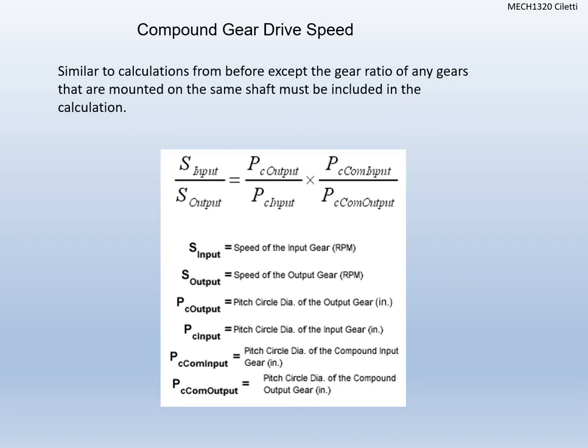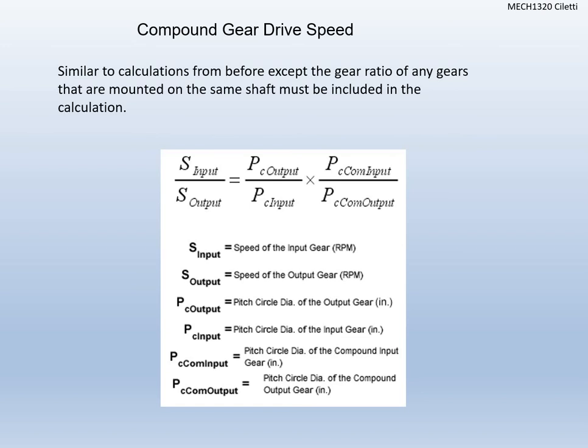Okay, remember that's our pitch circle diameter of the output divided by the pitch circle diameter of the input, times the pitch circle of the compound gear input divided by the pitch circle of the compound output. Notice when we did our regular inline gears before, it was always output over input. When we use the compound gear, it's the reciprocal of that. It's input over output. And we multiply both of those ratios.